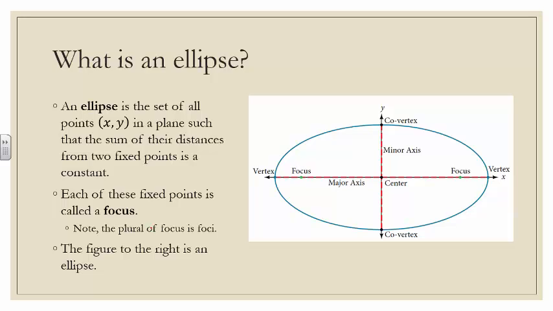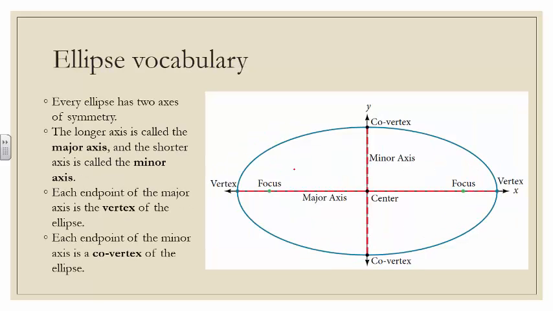To the right on the slide, we can see a figure of an ellipse. Here, we have labeled our two foci, and the green dot is where that point is exactly located in space for this particular ellipse. Every ellipse has two axes of symmetry. The longer axis is called the major axis, and the shorter axis is called the minor axis.